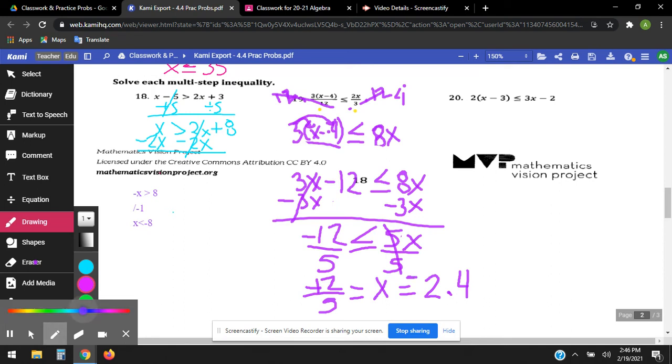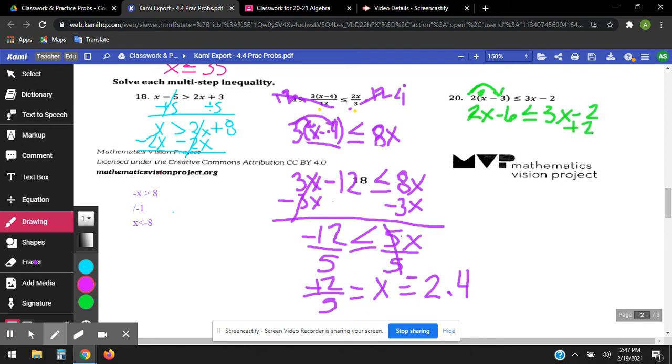All right. And this next one, we'll go ahead and distribute again first because 3 divided by 2 and we got other stuff going on. So let's just do 2x minus 6 less than or equal to 3x minus 2. So let's add 2 to each side. So I have 2x minus 4 less than or equal to 3x.